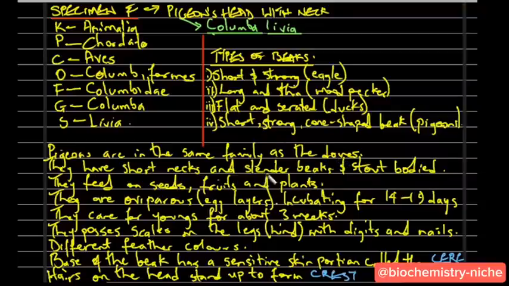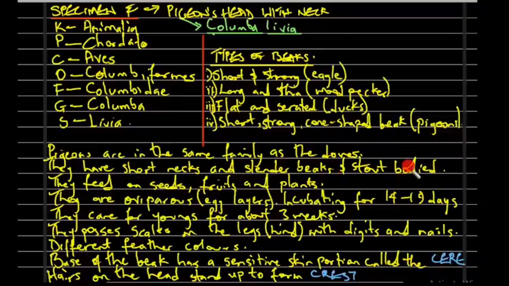They have short necks with slender beaks and a stout body. That is basically how we describe them. They feed on seeds, fruits and plants, particularly when they are domesticated. These organisms are oviparous, meaning that they lay eggs. When they lay their eggs they incubate them for about 14 to 19 days, and when they eventually hatch, they care for their young for about 3 weeks.